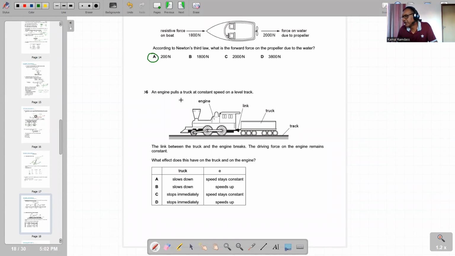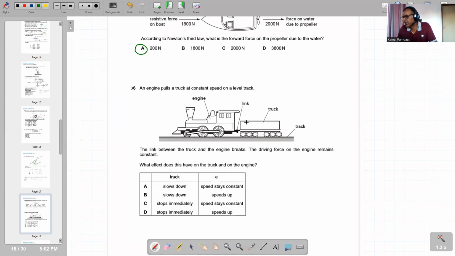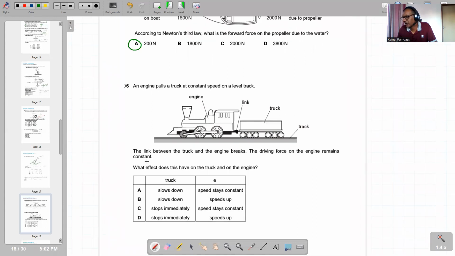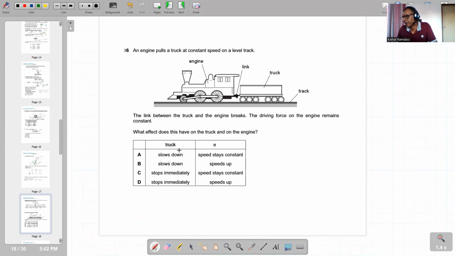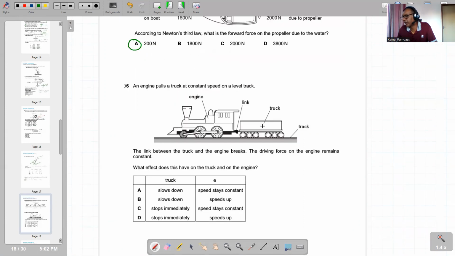An engine pulls a truck at constant speed on a level track. Engine, link, truck. The link between the engine and the truck breaks. The driving force on the engine remains constant. What effect does this have on the truck and on the engine? Et the truck, the link between the truck, oh, bien sûr, là, voilà, this is the truck.